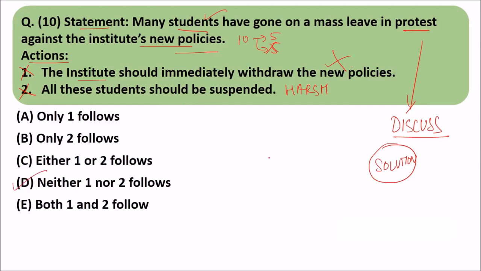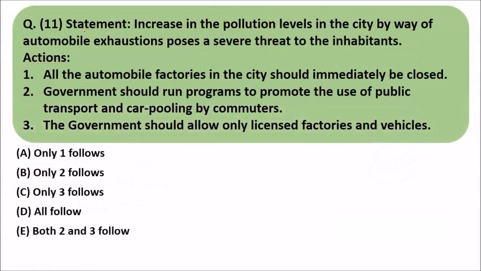Moving to question number 11. Statement: Increase in the pollution levels in the city by way of automobile exhaustions poses a severe threat to the inhabitants. Actions: One, all the automobile factories in the city should immediately be closed. Two, government should run programs to promote the use of public transport and carpooling by commuters. Three, the government should allow only licensed factories and vehicles.